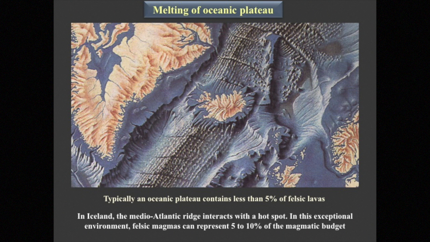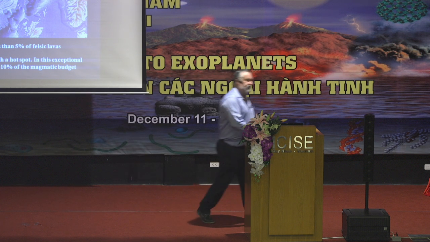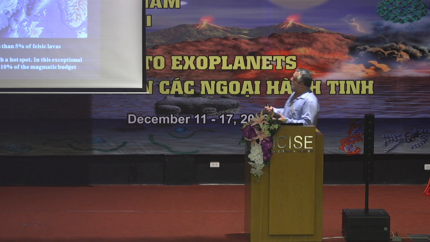And very nice, if you look at the oceanic plateau, they can contain felsic rocks, but the amount of felsic rocks is very low, less than 5%. And if we take into account a very special situation, just like here in Iceland, where we have a ridge that interacts with the mantle plume, the amount of felsic rocks never exceeds 10%. So, okay, it's possible to have felsic rocks in oceanic plateau, but the process is not very efficient.